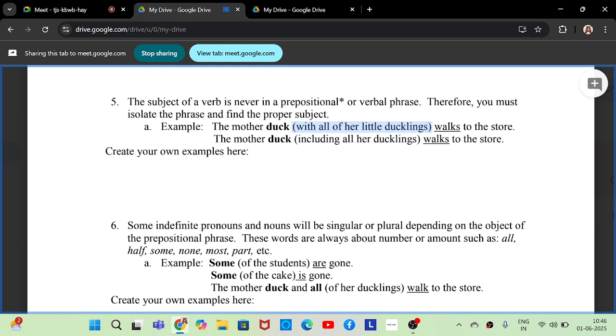Similarly, if I say "the mother duck along with all of her little ducklings," then "along with" will be a preposition. So the phrase will be a prepositional phrase.